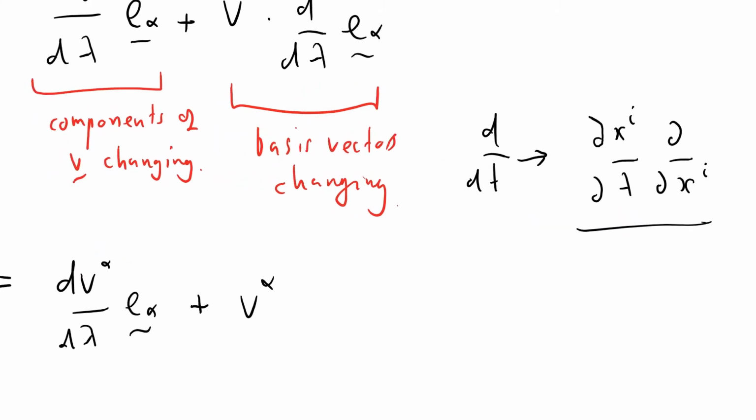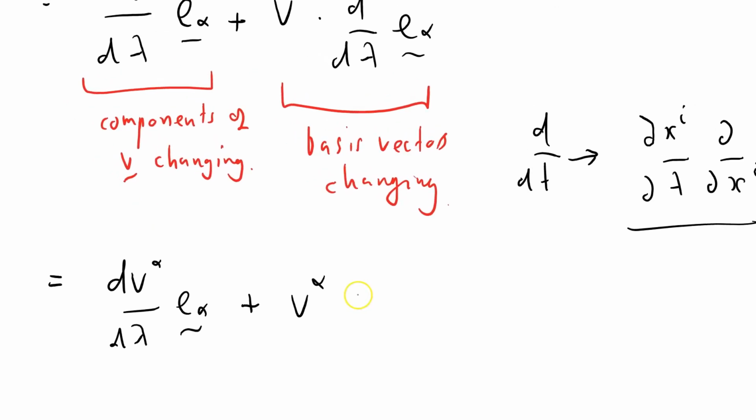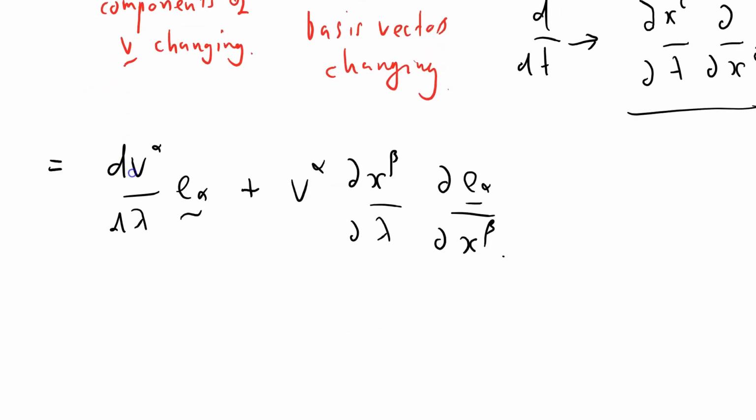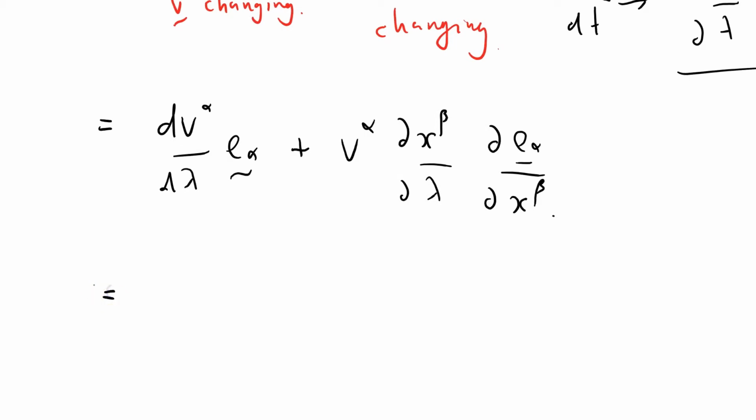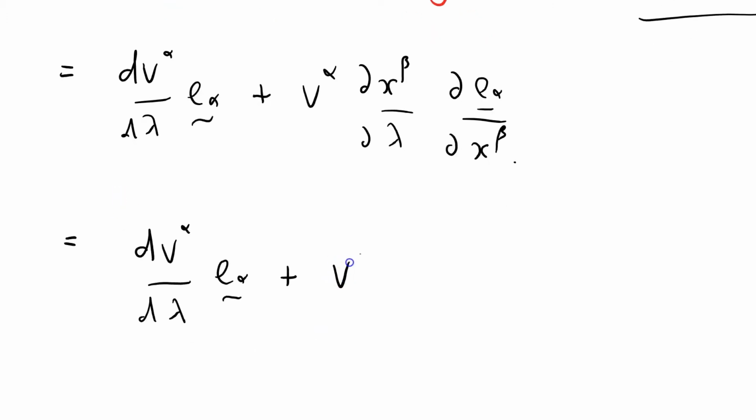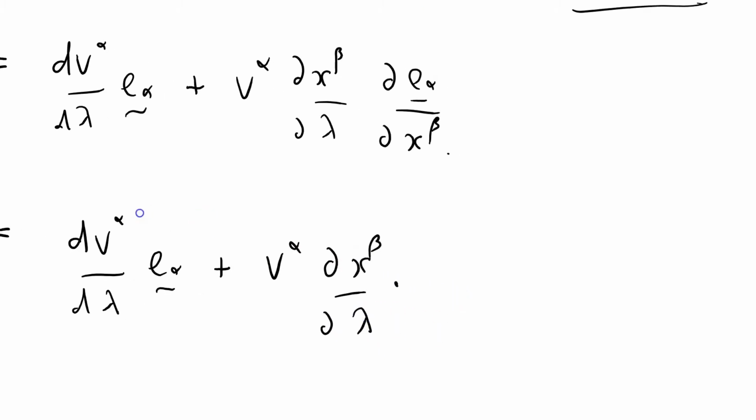Actually, I'm using Greek letters here, so I better use Greek letters here. dx, no, I've got an alpha already, beta by d lambda, de alpha by d lambda. Oh, not by d lambda. I've got a lambda there. That's going to be x beta. Right. Equals what? Let's start fooling around with this. dv alpha by d lambda e alpha plus v alpha dx beta by d lambda times this thing here.